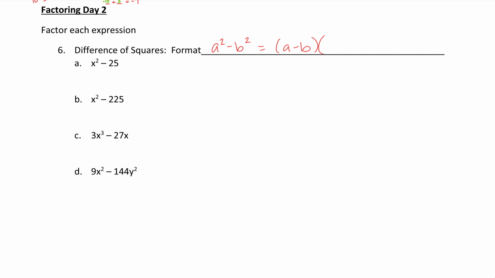But because it is a difference of squares, one of those factors must be an a plus b, so that our middle term is canceled out. So, and always, first and foremost, we always check for a GCF first.